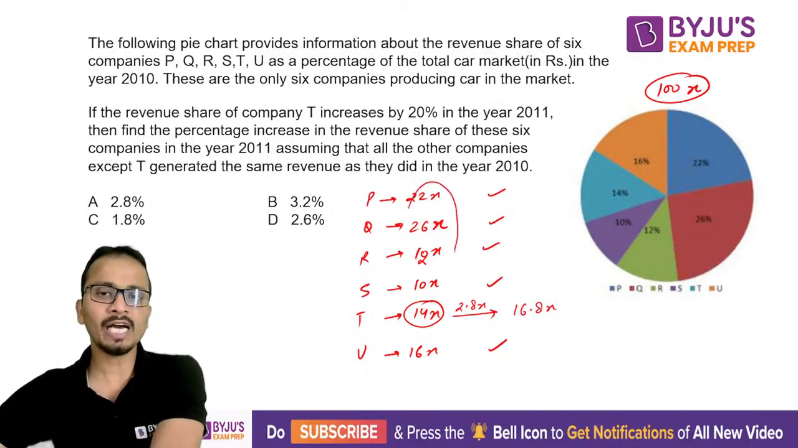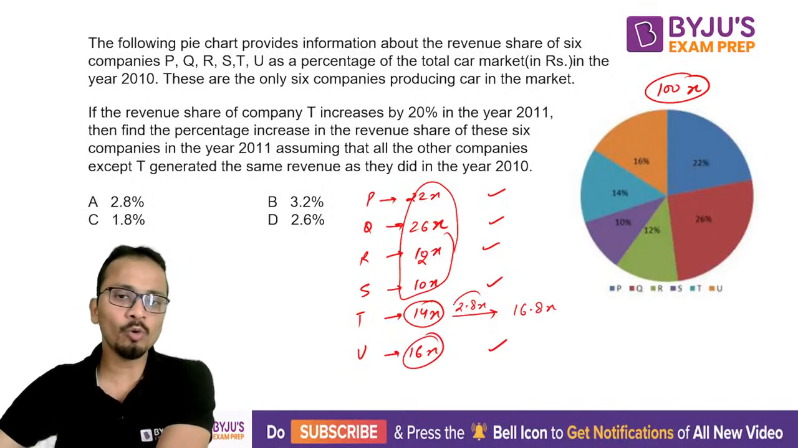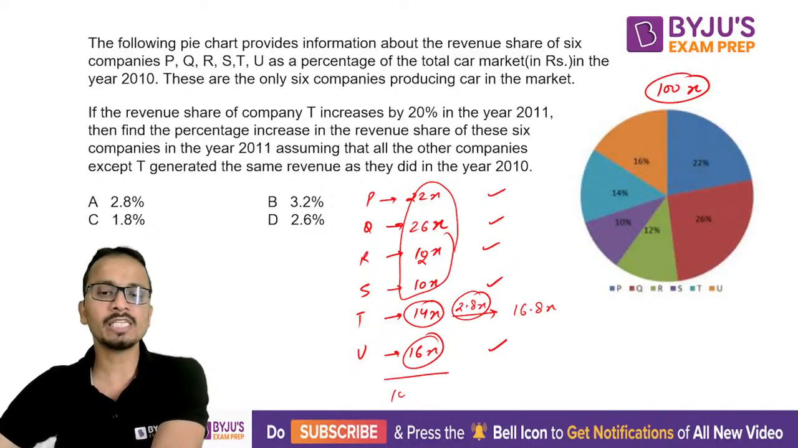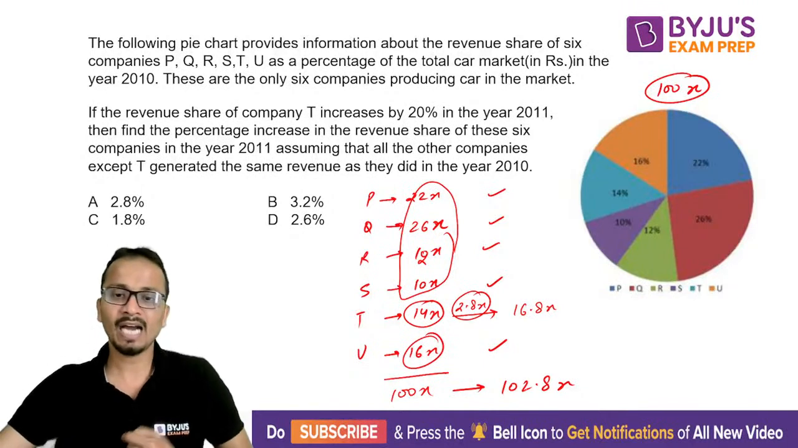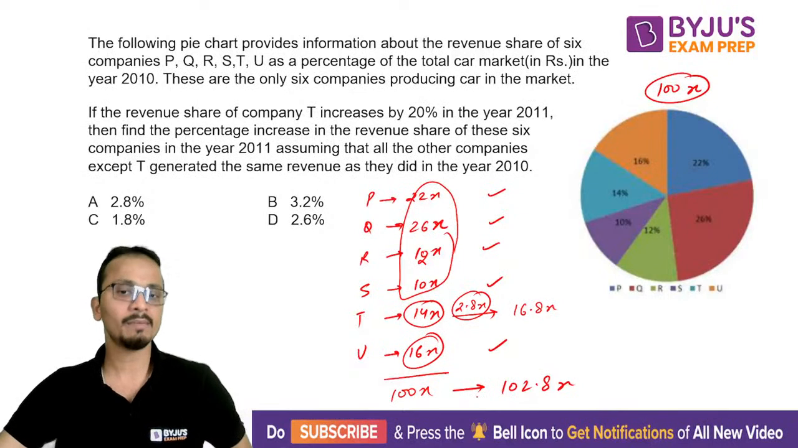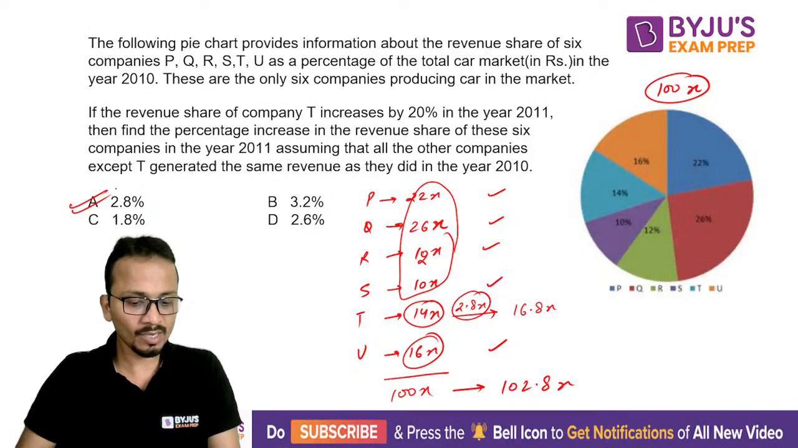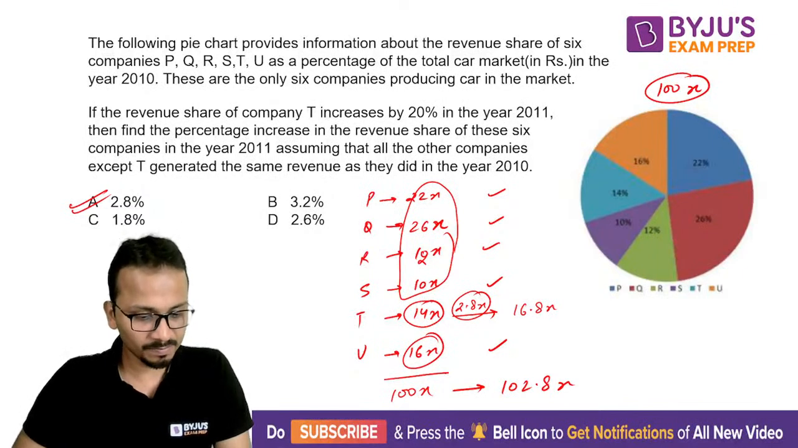Now, if all the other values have remained same, and there is an increase of only 2.8x, so originally the sum was 100x, now the new sum will be 102.8x. So 100x से 102.8x कितने का increase हुआ? 2.8% का increase हुआ. So that is the answer here. Okay, all right.